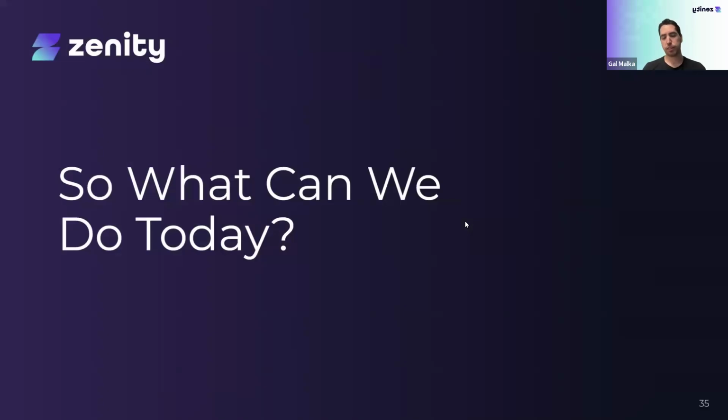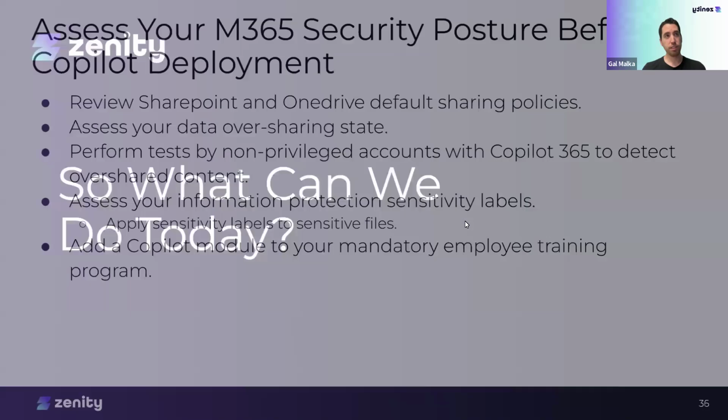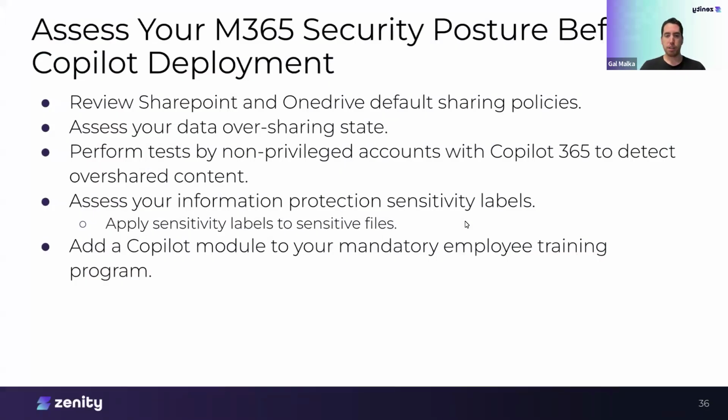So what can be done today? We have some recommendations, and the first one is about doing stuff even before deploying the enterprise Copilot broadly within the organization. There are things to assess, and if we look at Microsoft 365, for example, we can review default sharing policies, for example, in SharePoint and OneDrive, to make sure that it's not easy to share stuff with many employees, maybe outside of the organization, and so on.